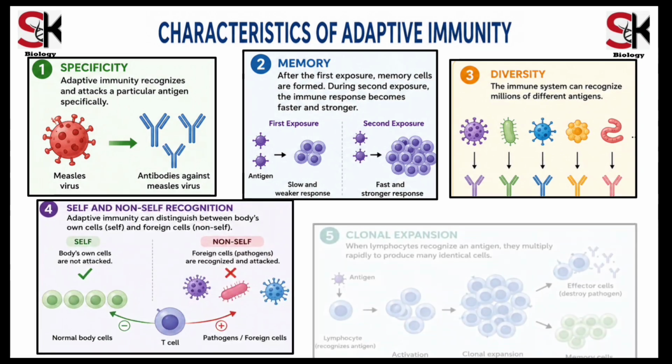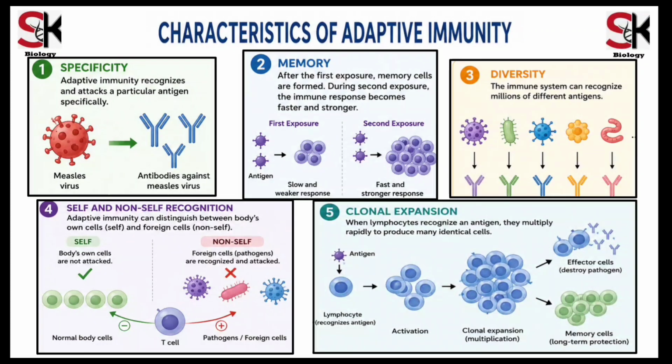The last, that is fifth characteristic of adaptive immunity is clonal expansion. When lymphocytes recognizes an antigen, they multiply rapidly to produce many identical cells after activation, and this leads to clonal expansion, that is multiplication. This leads to formation of effector cells and memory cells. Effector cells destroys pathogen and memory cells are responsible for long-term protection.